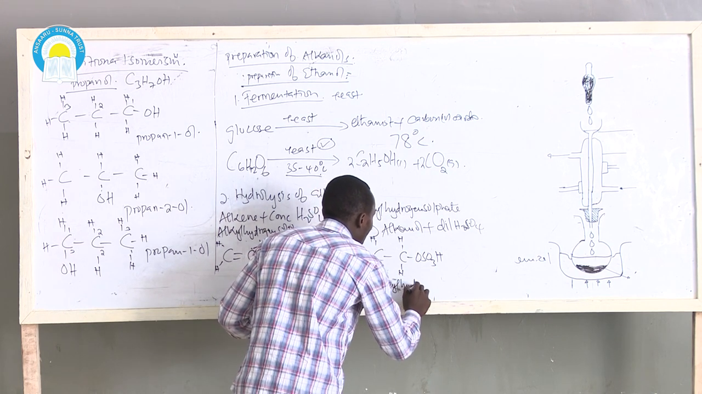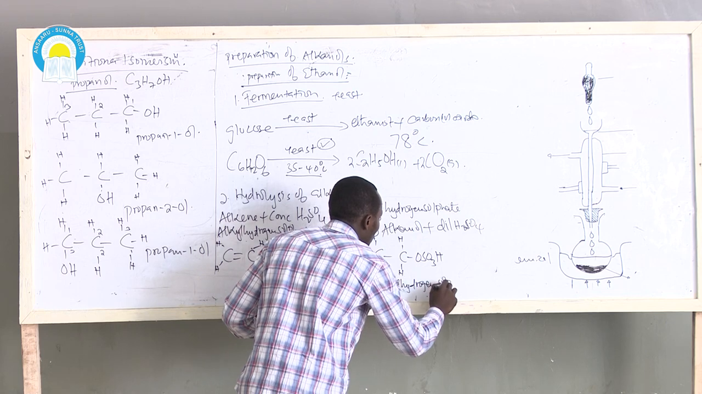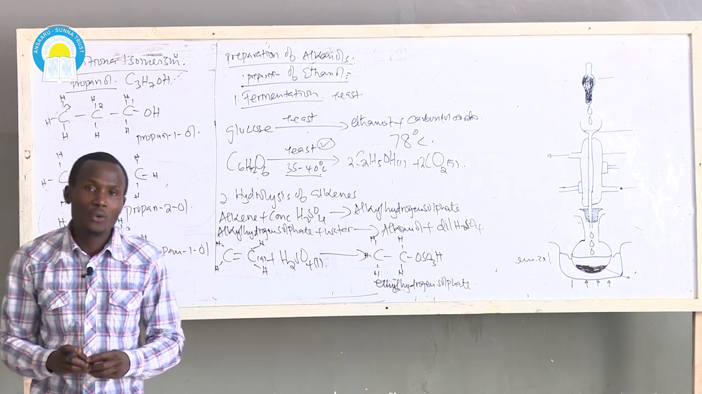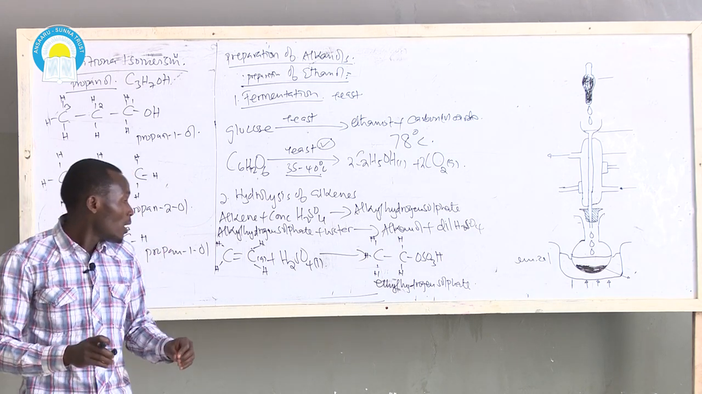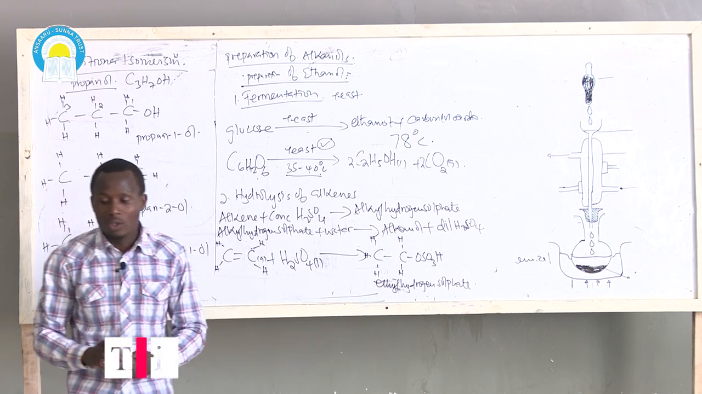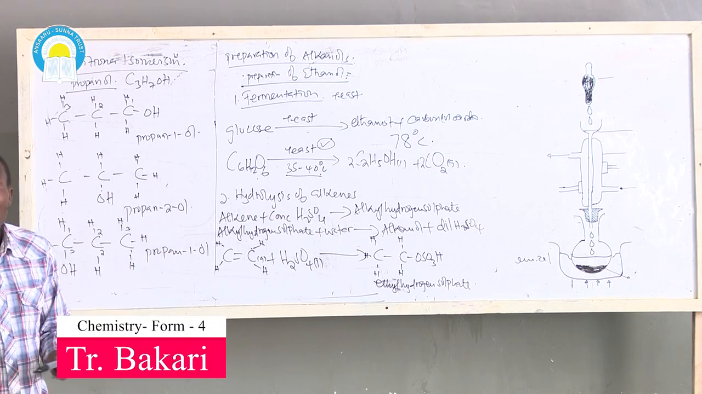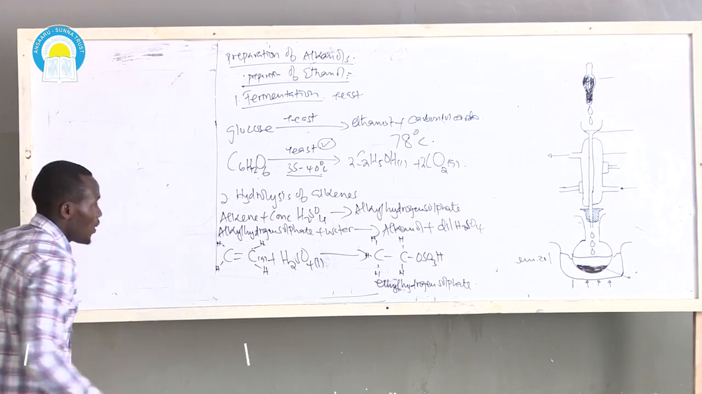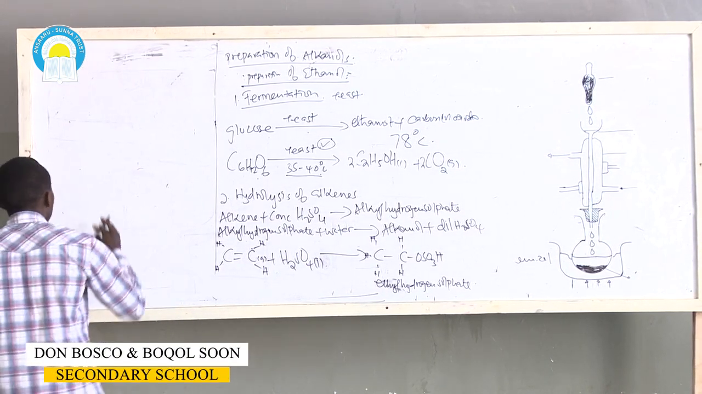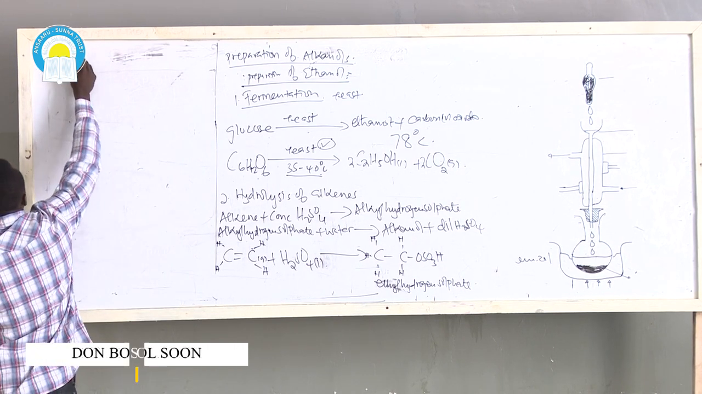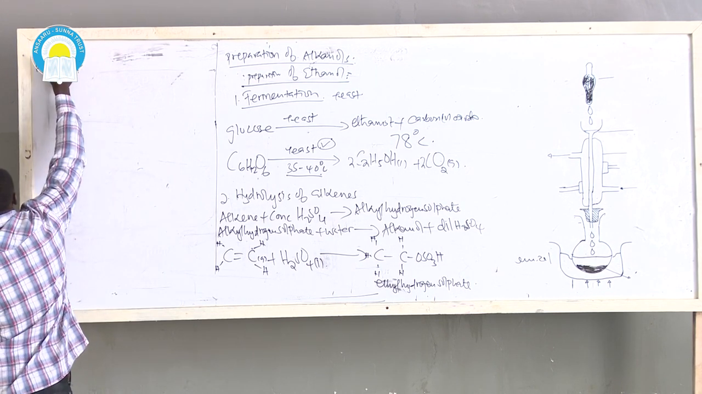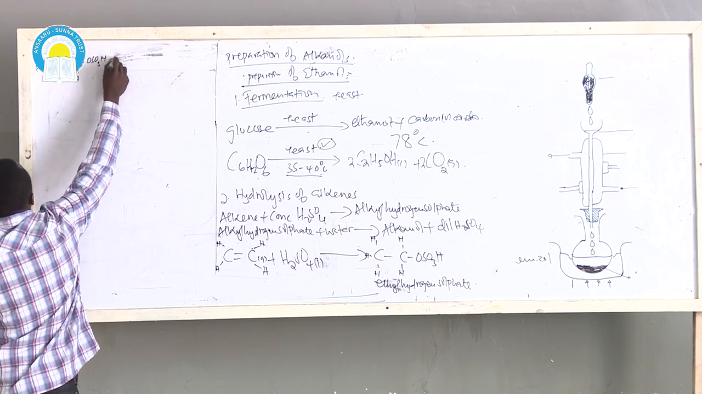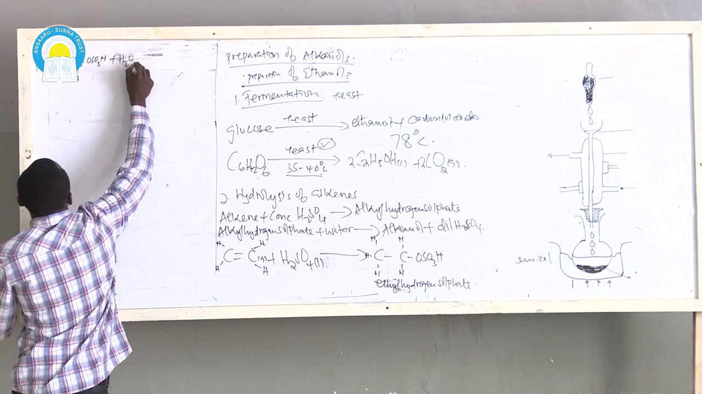Ethyl hydrogen sulfate. Ethyl hydrogen sulfate formed is then going to be reacted with water molecules to obtain ethanol and dilute sulfuric acid. So we have ethyl hydrogen sulfate, C2H5OSO3H, plus H2O liquid.